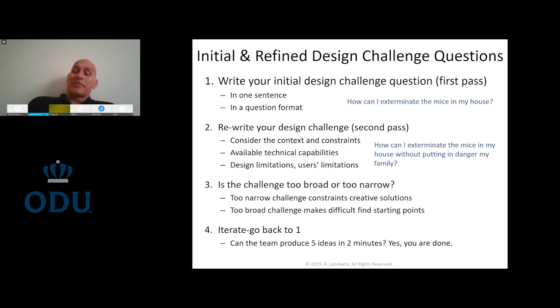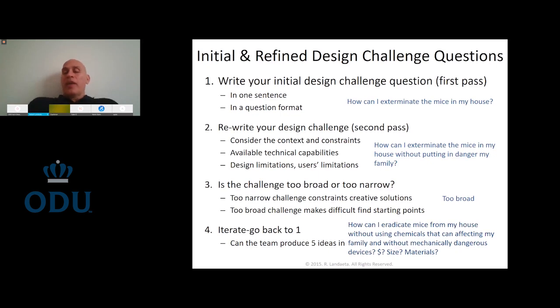Well, to me, it is super broad. I can't come up with much of any solution to this. It's just too broad, too fuzzy. I need to narrow it down a little bit more. So my narrowed-down one will be: how can I eradicate mice from my house without using chemicals that can affect my family and without mechanical dangerous devices that my kids or my pets can put their fingers or their paws on?